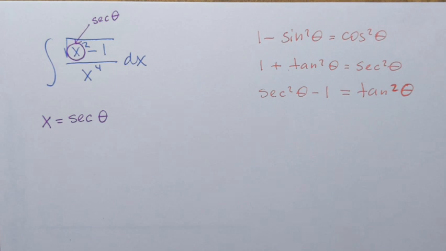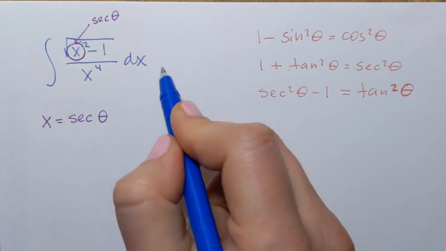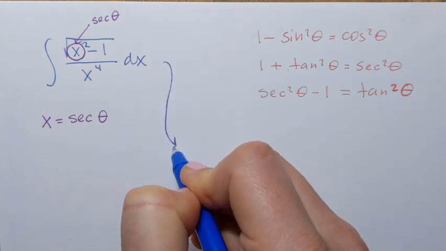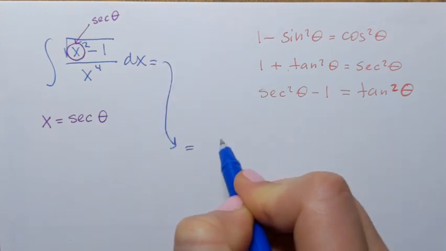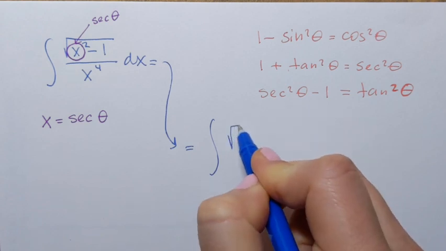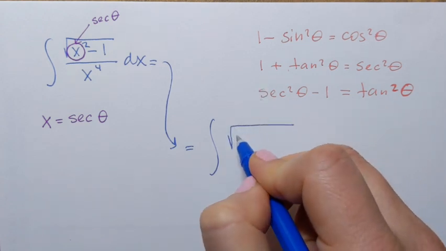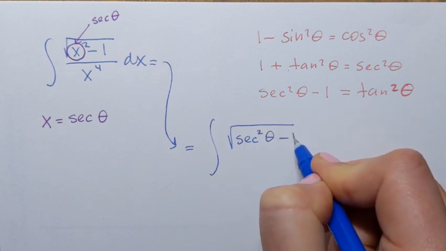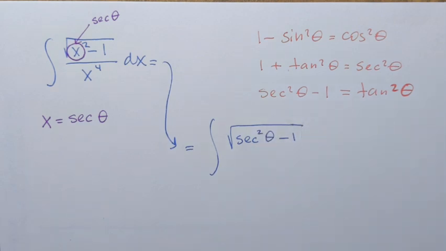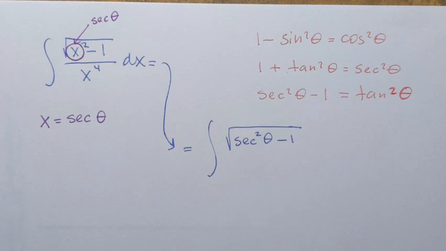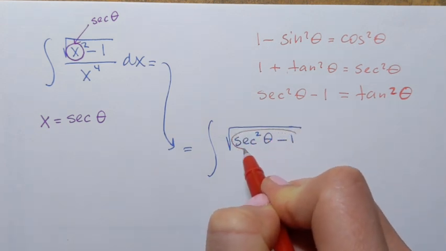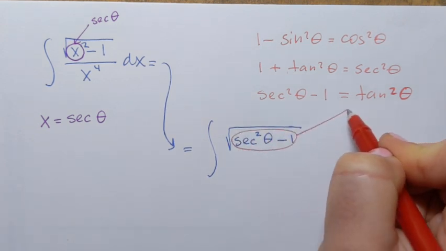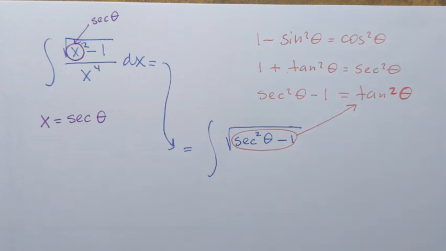Now, let's write down how the numerator is going to look. I'm going to move it over here. So that means that my numerator is the square root of secant squared of theta minus 1. And that's what I will replace with tangent squared of theta, and I will get rid of the square root.